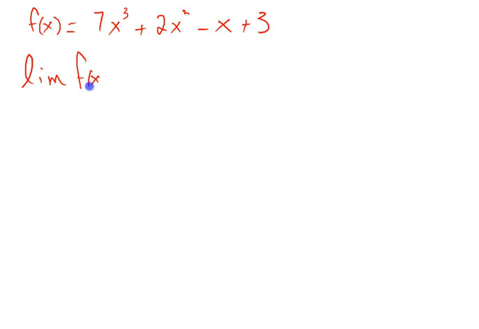Let's just take an arbitrary function. Doesn't matter. Let's say f of x is equal to 7x cubed plus 2x squared minus x plus 3. Okay, and let's take the limit of f of x as x approaches, and let's keep it arbitrary, just say a. Now a could be any number, it doesn't matter, but let's just leave it as a.